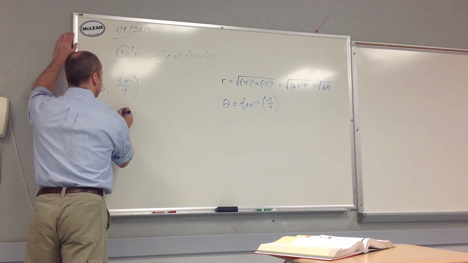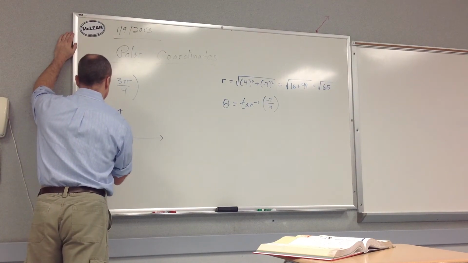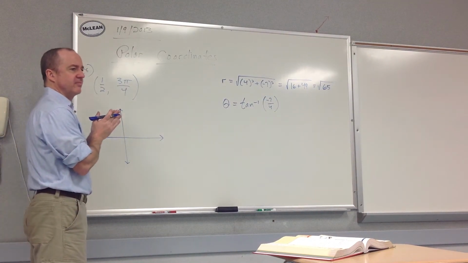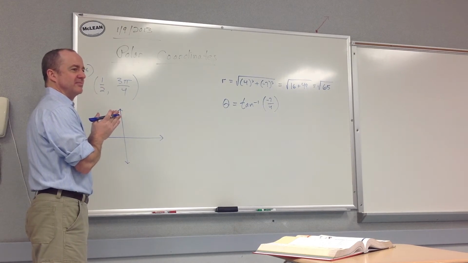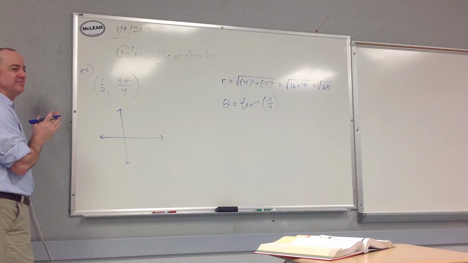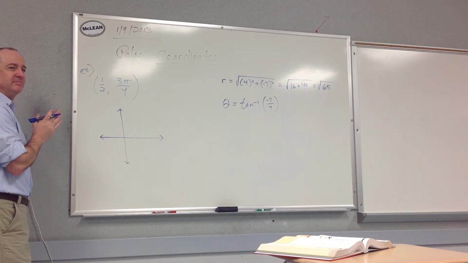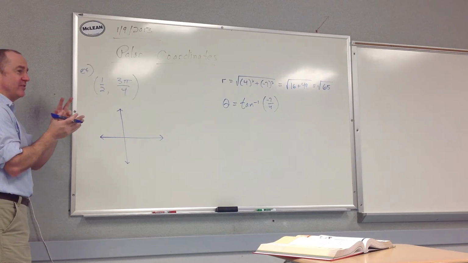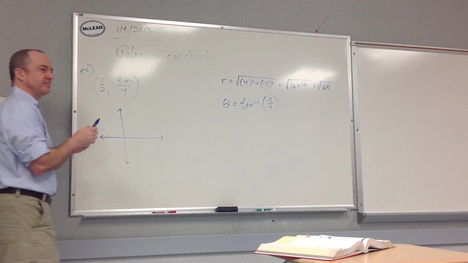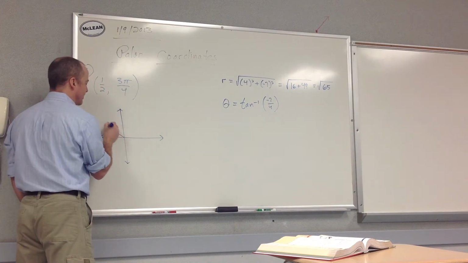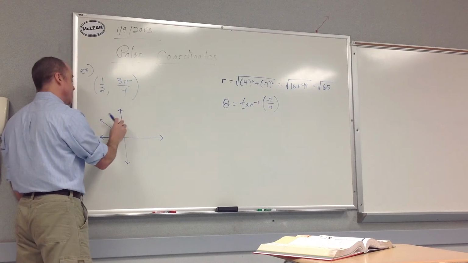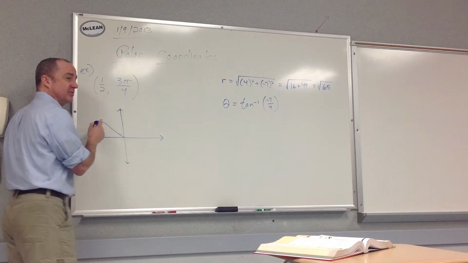So if a graph will help, where's 3 pi over 4? How many degrees is that? Which quadrant is it in? What's pi over 4? 45. What's 3 times 45? Oh, wait a minute, that's 135. Or even if you can't remember that, here's 0 degrees, here's 45, then 90. So another 45 degrees will take you halfway into quadrant 2.